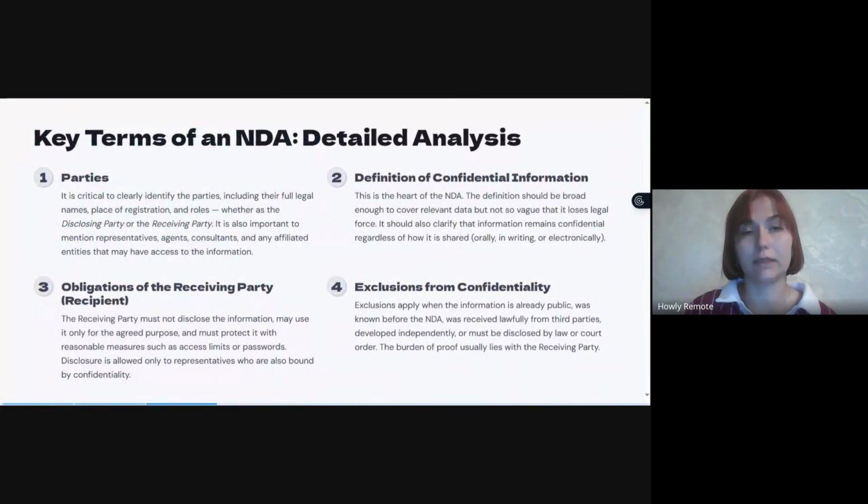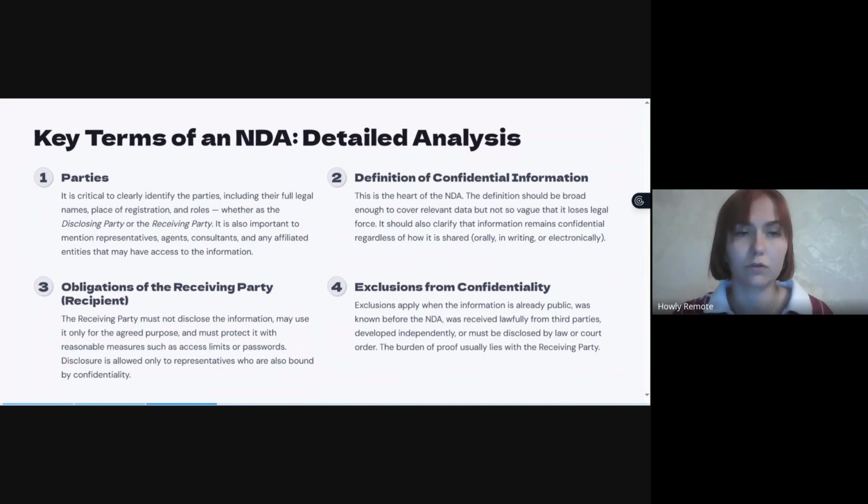Now let's look in detail at the main parts of this agreement. Each of these parts is very important because they determine how well the agreement protects information and how it will be enforced in court. The first thing an NDA must do is clearly identify the parties. This is very important because it determines who has the rights and responsibilities under the agreement.